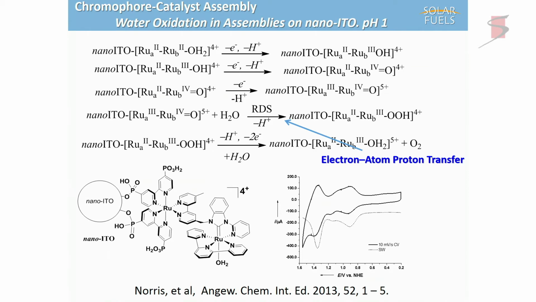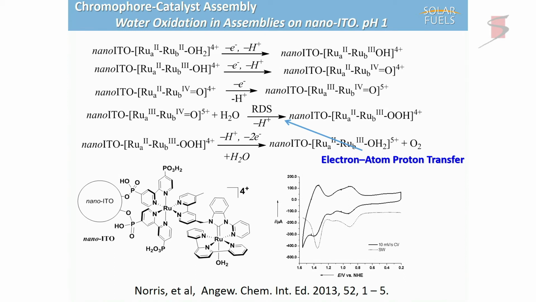As we increase the potential, first thing we do is we lose an electron. The assembly loses an electron, it becomes oxidized once. It's good. Go a little further, it's oxidized twice, also good. Go a little further and notice there's a big increase in current. We know what happens there is actually pretty interesting reactivity-wise.